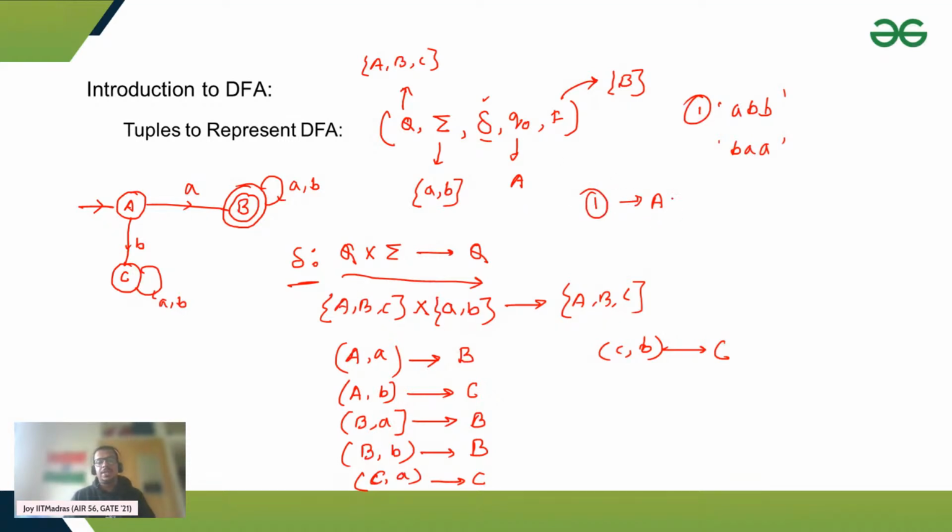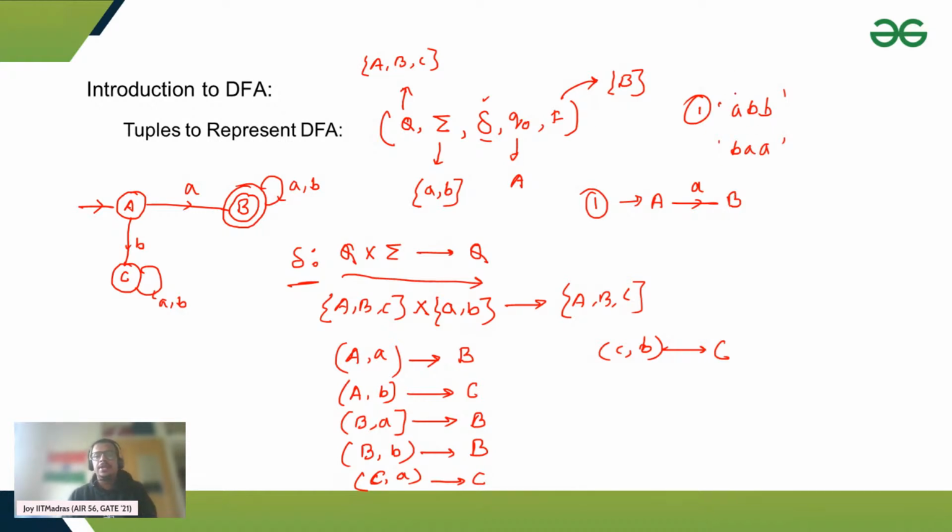So we are in state A. Now we get our first input, that is small a. We are in state A, we get our first input small a. Then where will we go? We'll go to state capital B. Here you can see that from A we get a small a, and so we'll go to B.